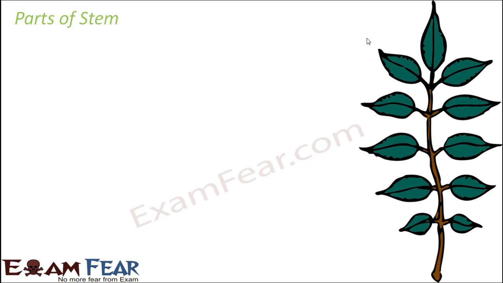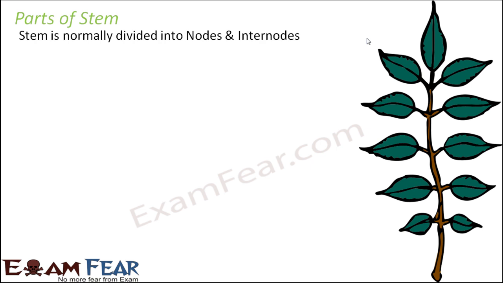Okay. Now let us talk about the parts of stem. So how can we actually study the structure of a stem? It is very important to know the different structures or the different parts of a stem. A stem is normally divided into nodes and internodes. So this is very, very important. This aerial axis which you see is divided into nodes and internodes.